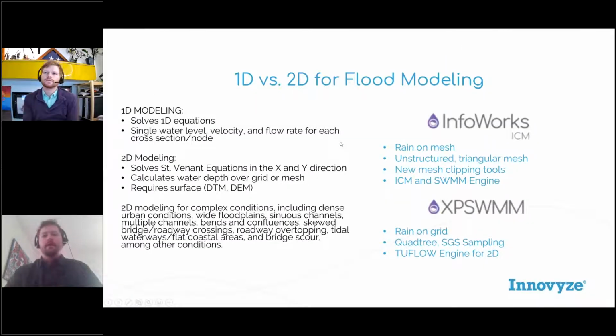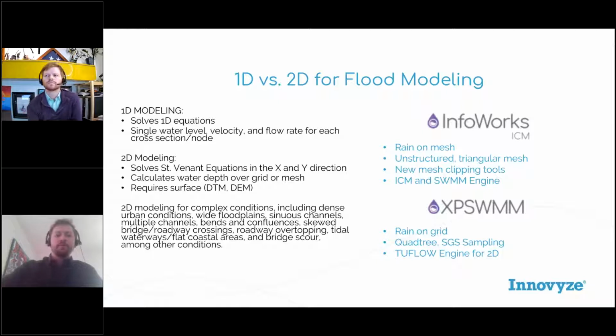Thanks, Ryan. So, guys, we're going to start with a quick recap or intro for folks on the call who are not as familiar with the 1D versus 2D modeling discussion. And then we'll also talk about what products we're talking about from an Innovize standpoint. So before Ryan jumps into that, just a quick overview.